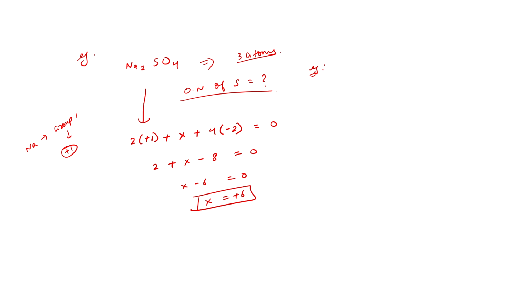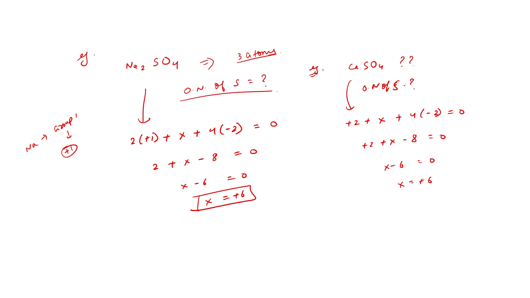Now, for another example, if I say calcium sulfate, can you calculate the oxidation number of sulfur only? For calcium it is +2, for sulfur it is x, for oxygen it is -2, so +2 plus x minus 8 is equal to 0, x minus 6 is equal to 0. So, in calcium sulfate also, sulfur has an oxidation state of +6.